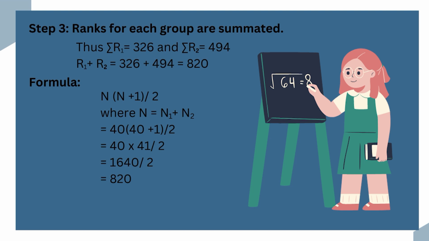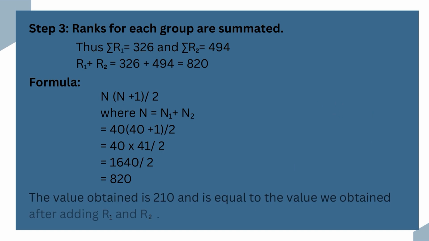The total would be 1640 divided by 2, and the total value would be 820. The value obtained is 210 and is equal to the value we obtained after adding R1 and R2.